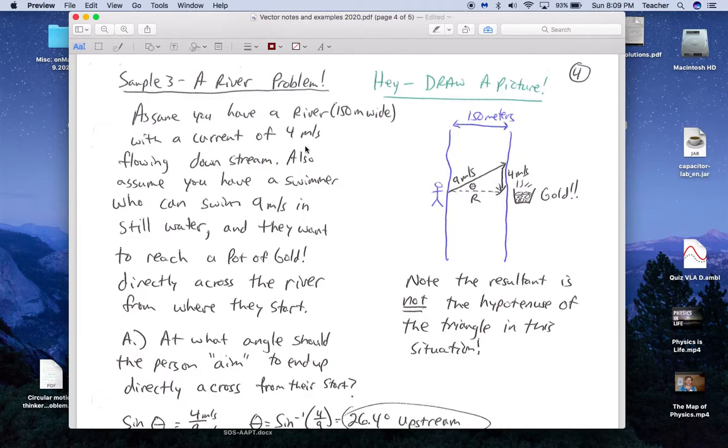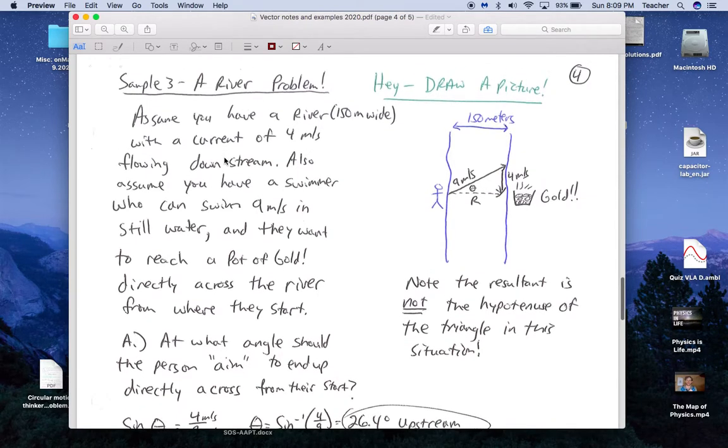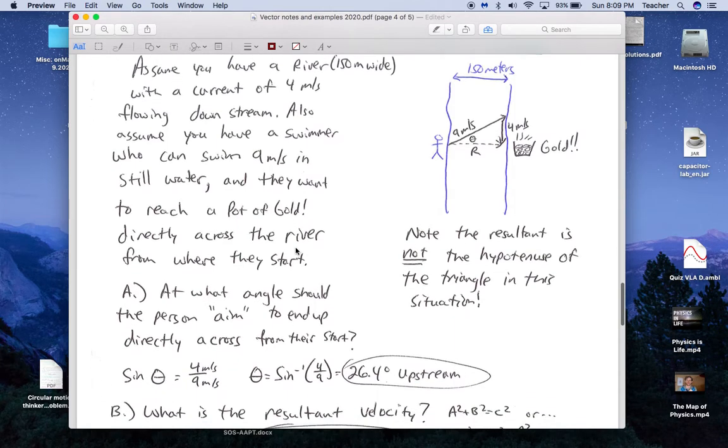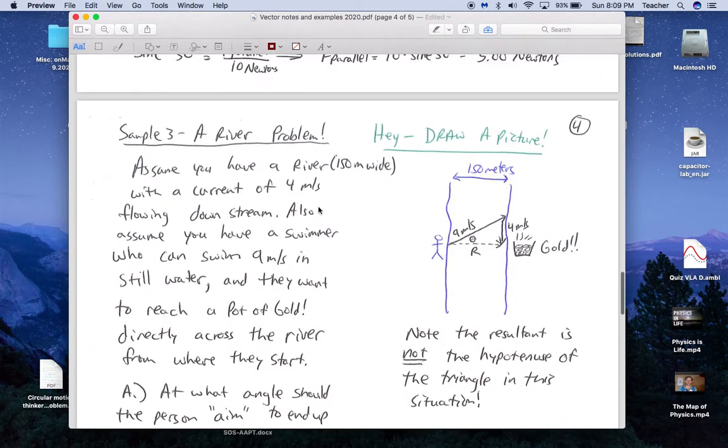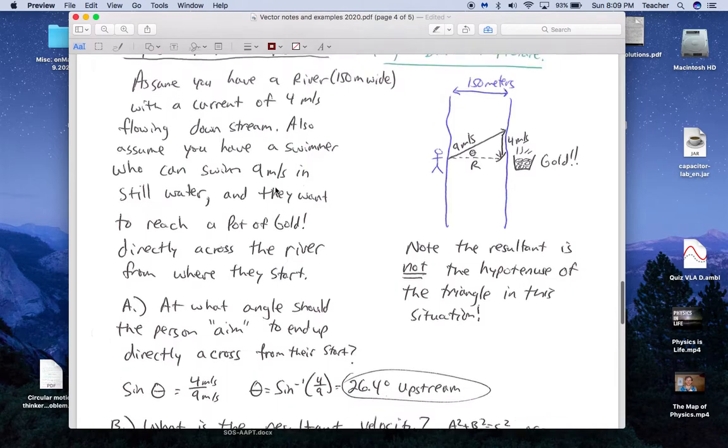Popcorn sounds good. All right, so here's number 3. This is a riverboat problem, and these are really typical physics problems because they involve relative motion. So there's a couple examples of these.